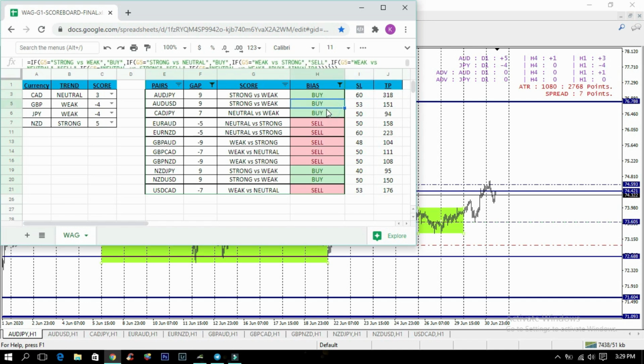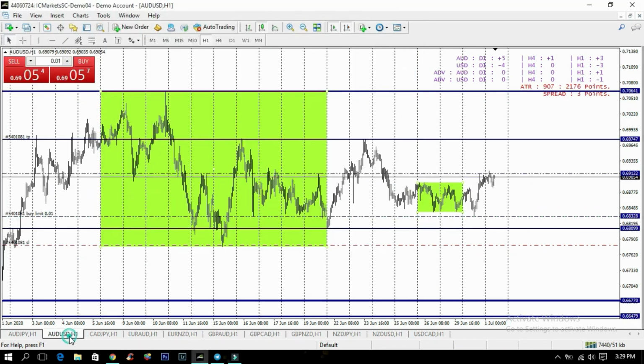Next is AUD USD. So dito yung buy limit natin. Set natin yung SL dito sa around 50 pips. And then TP is around 141 pips.